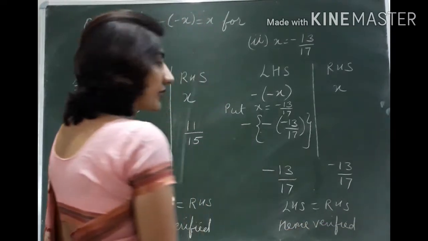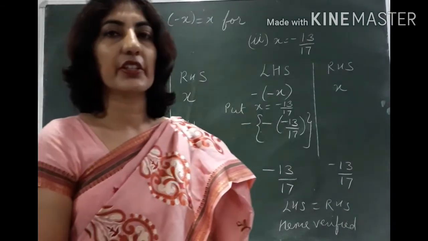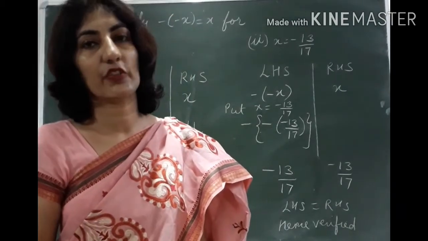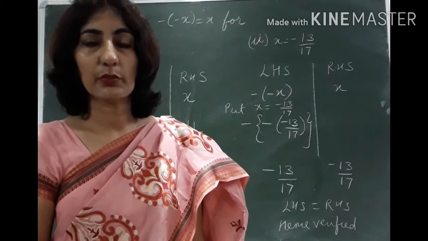Question number 2 is write the additive inverse of the given numbers. Additive inverse means negative of a number. So this question you can do in the book itself.